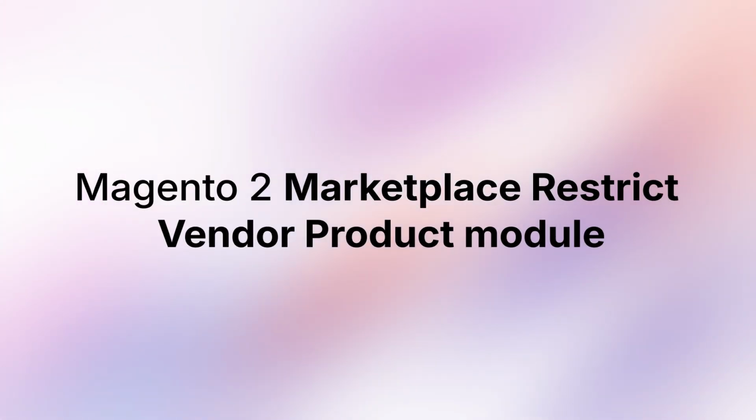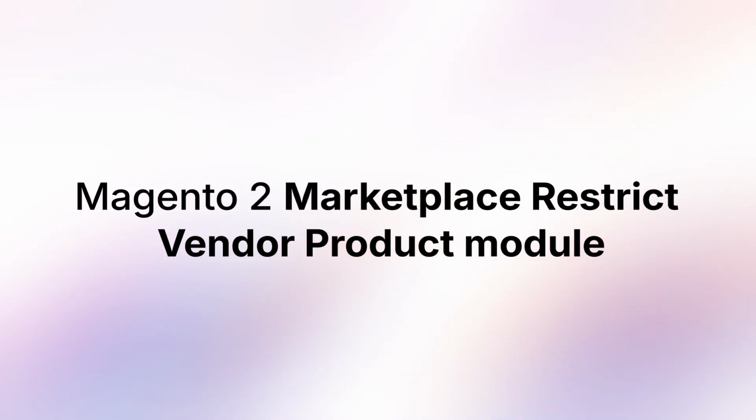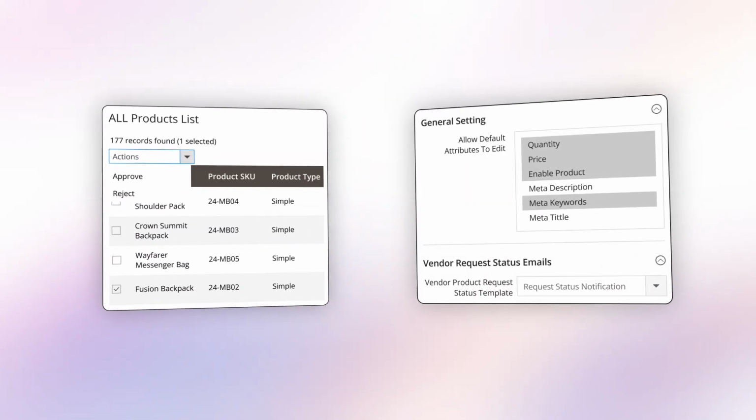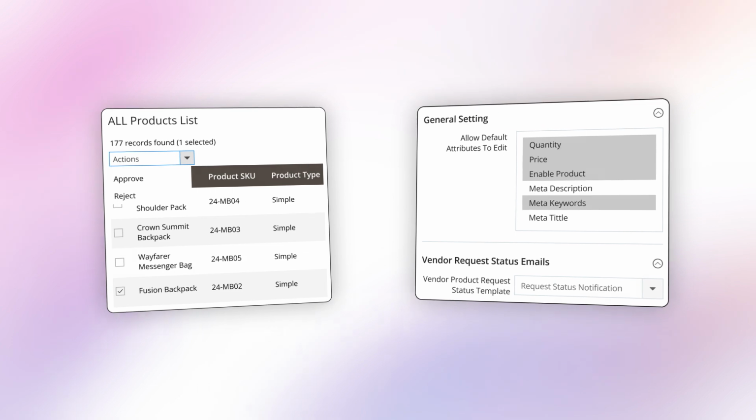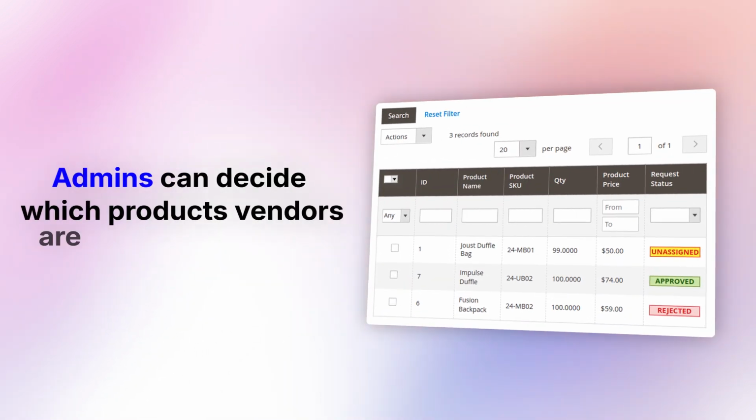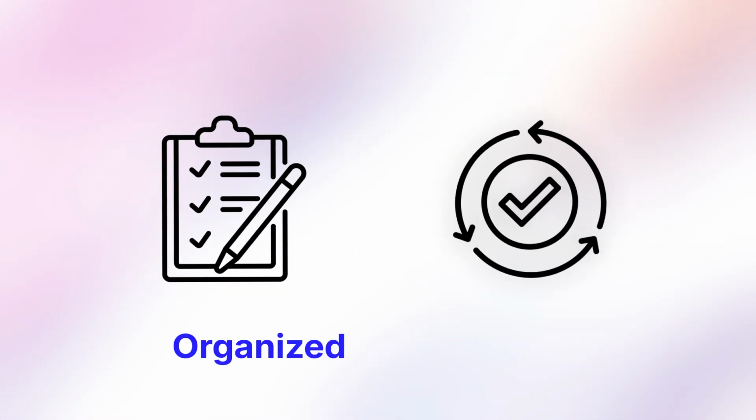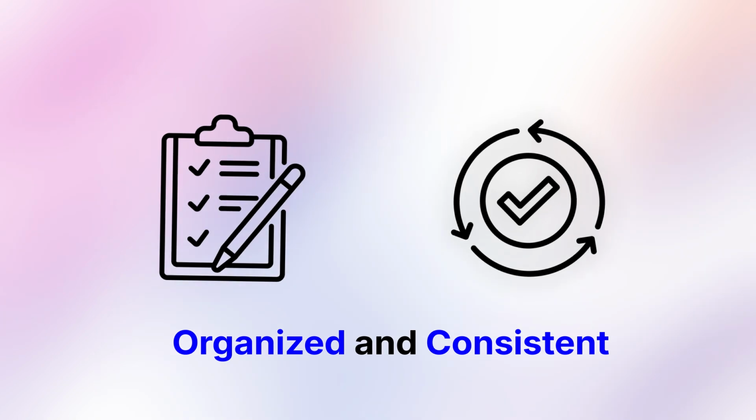Hello everyone. Today, we are going to explore the Magento 2 Marketplace Restrict Vendor Product module. This module helps store owners manage product and their attribute access for vendors with ease. Admins can decide which products vendors are allowed to access, keeping the catalog organized and consistent.